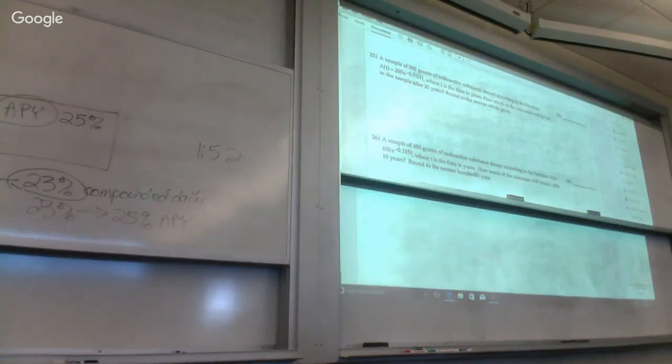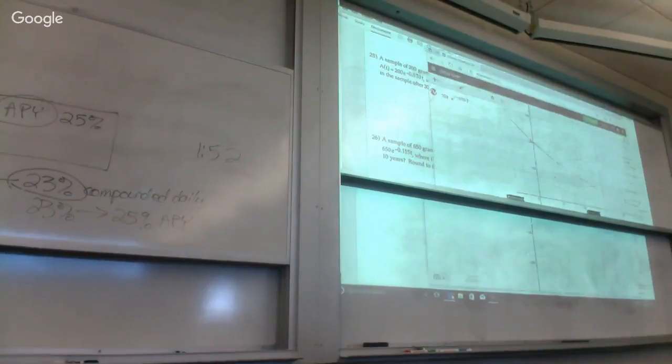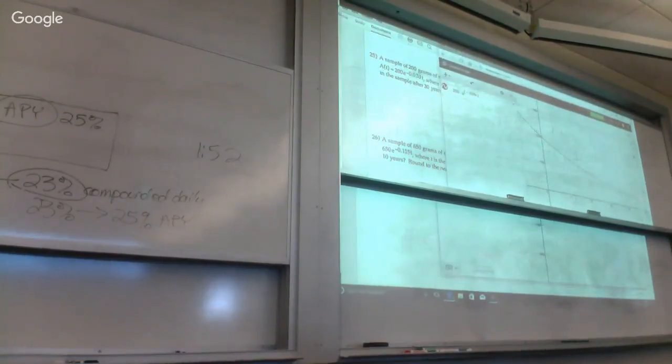It says a sample of 200 grams of radioactive substance decays according to that function where t is time in years. So if we all look at this function again, it's telling us a story about this radioactive substance. It says that in the beginning, at time 0, you have 200 grams worth of this substance. And then as the years tick by, like for instance, how much of the substance do you have left after 10 years? Approximately. Somewhere between 100 and 200? A little less than halfway. The coordinate here says 144. So after 10 years, I only have 144 grams of this substance left.